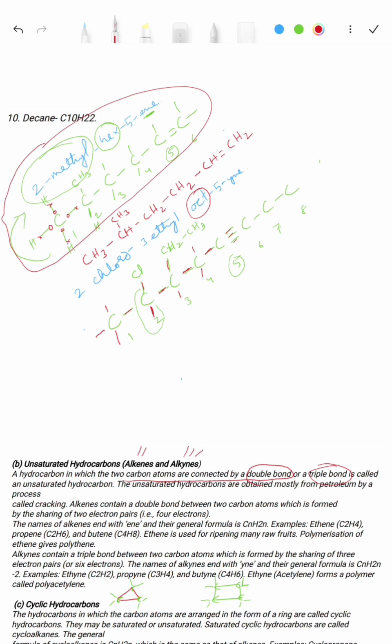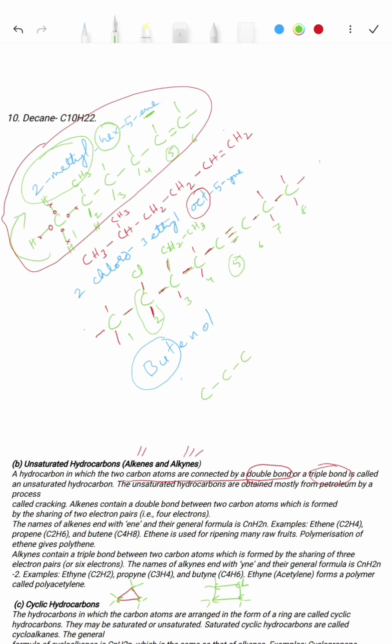So this carbon does not have to be filled by H. This also is the same thing, 1, 2, 3, and 4. So this is the structure of 2-chloro-3-ethyl-octyne. Now the last structure, let's take the example of butenol. So identify the parent chain. The parent chain is 4C. Butane is 4C.